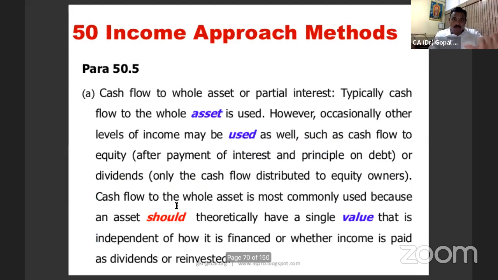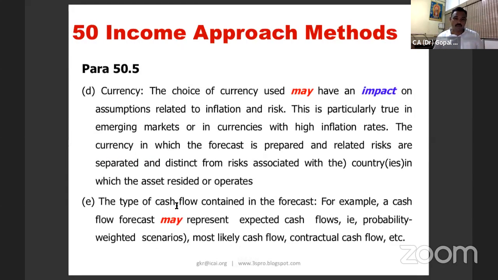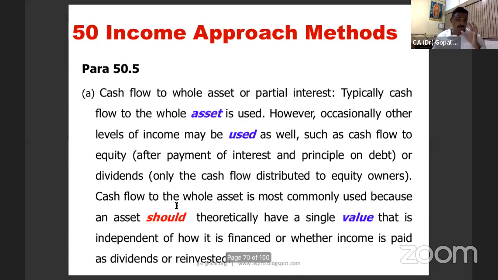Consistent. Now, cash flow to whole asset or partial asset. Then, should cash flow be pre-tax or post-tax? Then, should we take the real cash flow or nominal cash flow? Then what is the currency I have to use? So all these aspects have to be considered. Very interesting. Cash flow to whole asset or partial asset depends upon the business. For example, if you are valuing the entire company for the purpose of amalgamation or merger, then it is the whole asset. Now, that particular company has, say, 13 divisions. One division alone you are going to sell. Then that division's cash flow alone you have to do, not the entire company's cash flow.